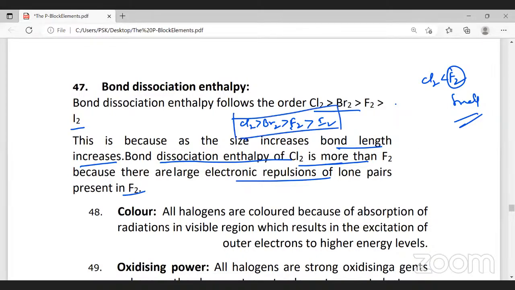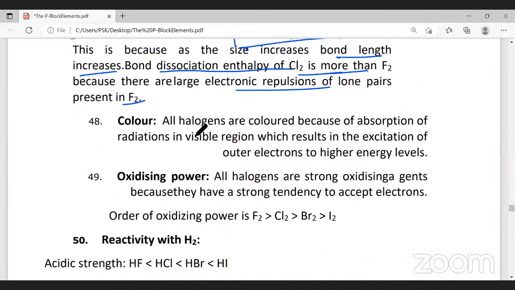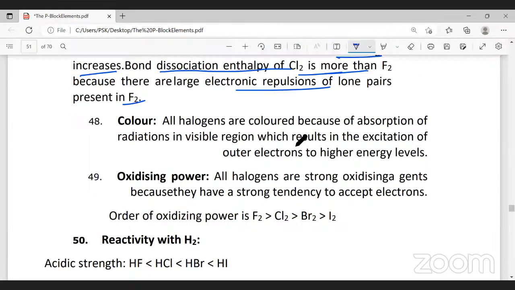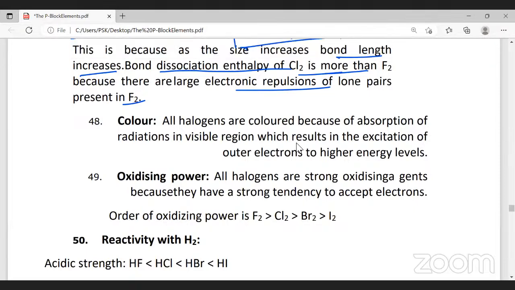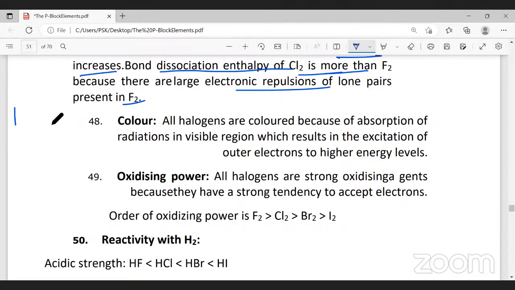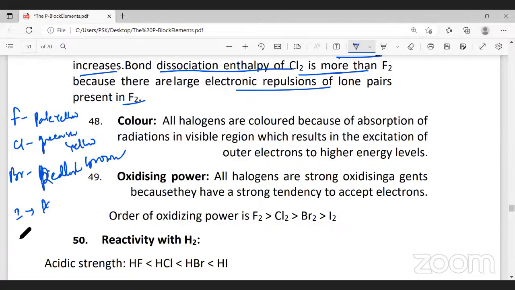Now, color. All halogens are colored because of absorption of radiation in the visible region, which results in excitation. Fluorine is pale yellow. You should remember, fluorine is pale yellow. Chlorine is greenish yellow. Bromine, you would have seen, is reddish brown, and iodine is dark violet. So this is with respect to color.